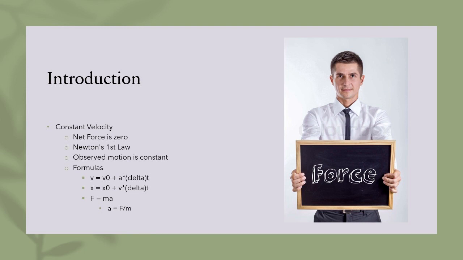Finally, the last formula we're going to be using is F equals ma, or force equals mass times acceleration, which can also be rewritten as acceleration equals force over mass. However, since in this scenario the net force is supposed to be zero, acceleration is going to be zero over mass, or zero, and so there should be no acceleration, which connects back to there being no change in velocity and there being constant velocity.